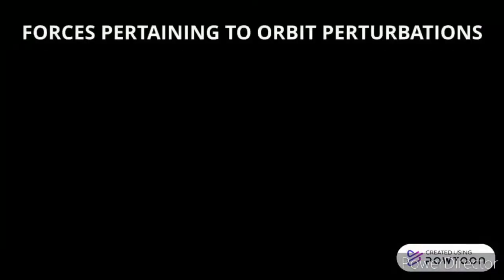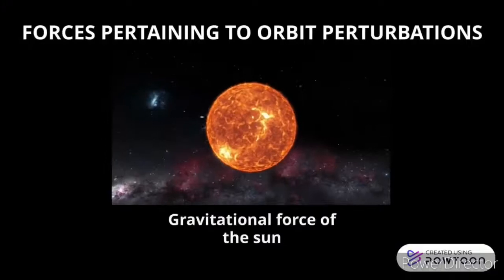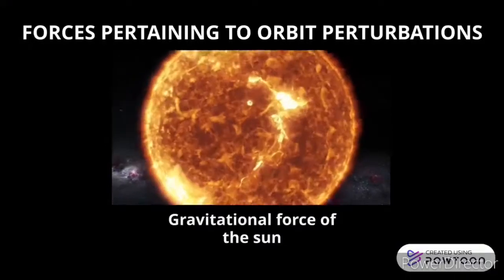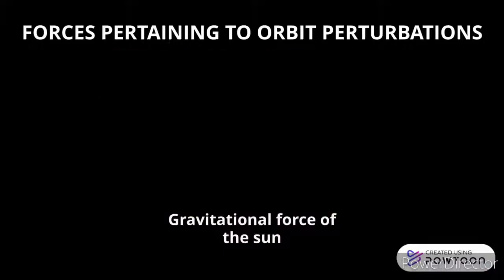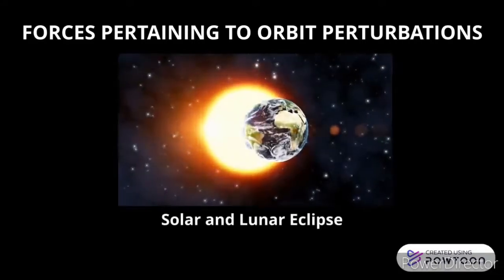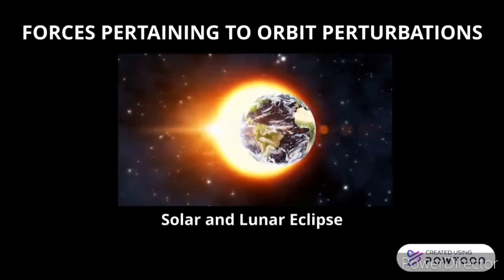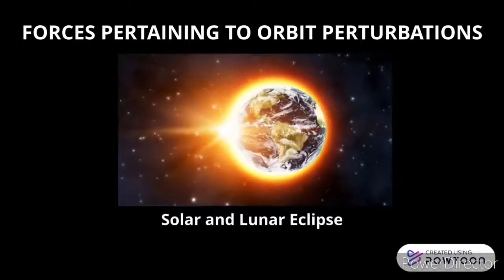The forces pertaining to orbit perturbations are: number 1. Gravitational force of the Sun. The Sun's gravitational attraction is the main force acting on each planet. Number 2. Solar and lunar eclipse. A satellite is said to be eclipsed when Earth or Moon prevents sunlight from reaching it.